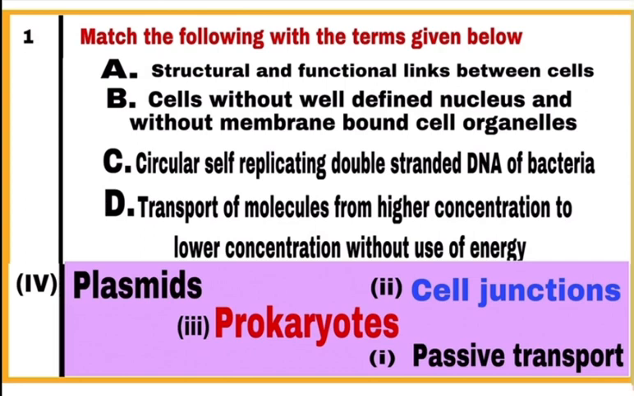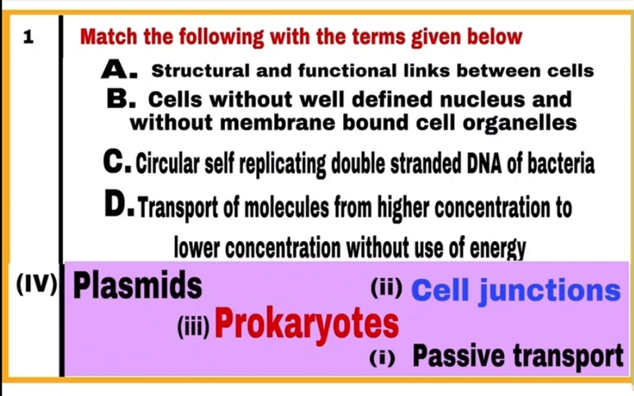C. Circular, self-replicating, double-stranded DNA of bacteria. Many bacteria have small circular DNA outside genomic DNA. These smaller DNA are called as plasmids. D. Transport of molecules from higher concentration to lower concentration without use of energy. This type of transport of material is called as passive transport, where no energy is used and molecules move from higher concentration to lower concentration.